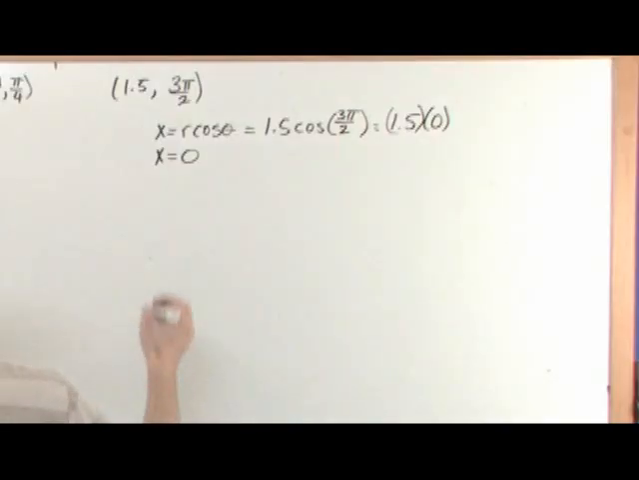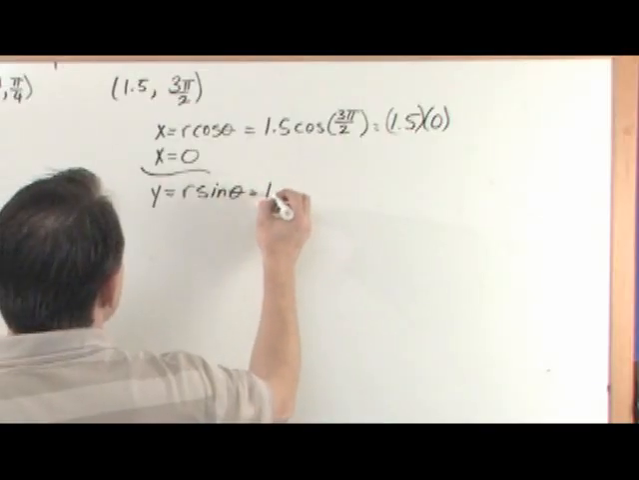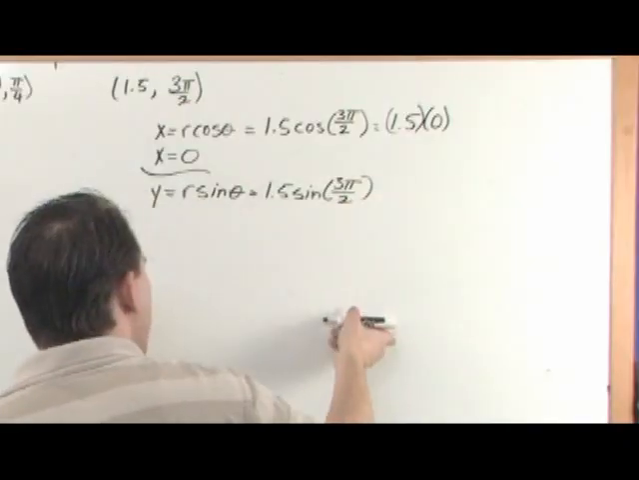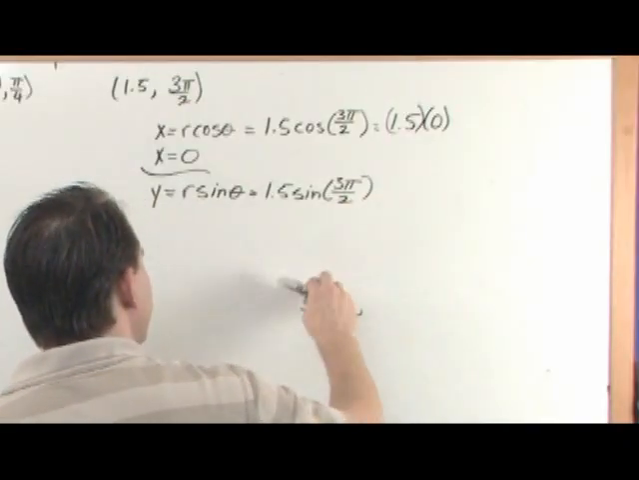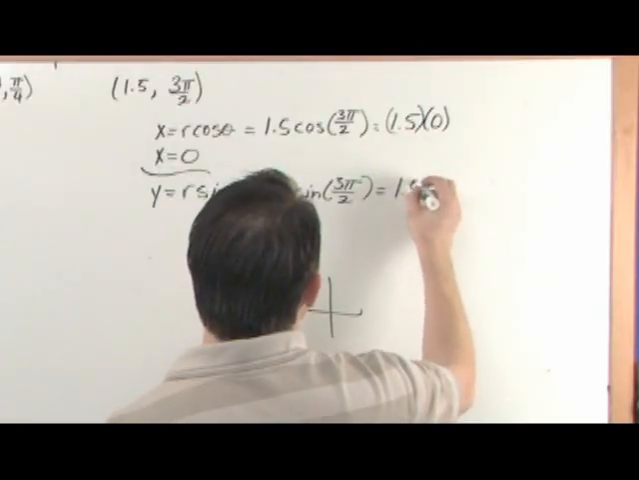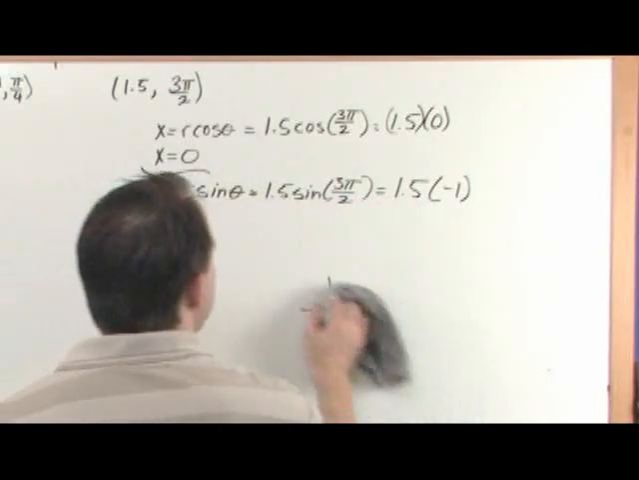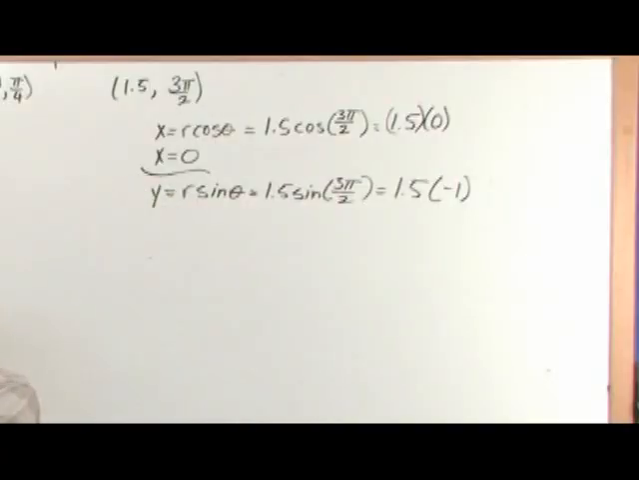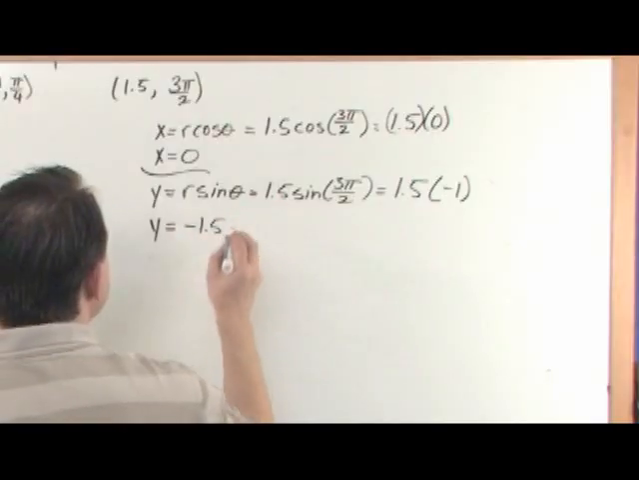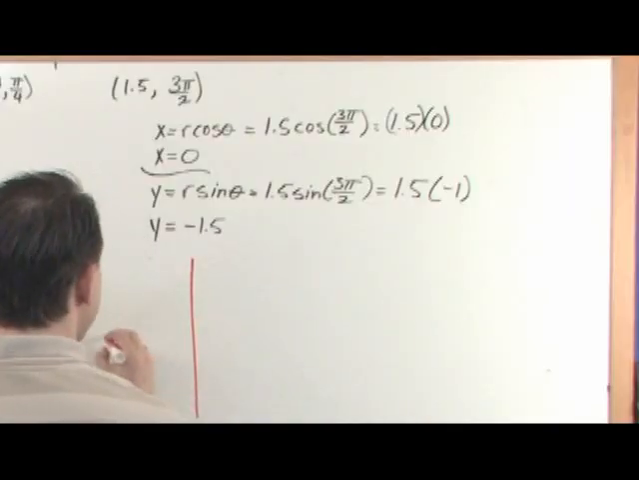Now what would y equal? Y equals r times the sine of theta. So it's 1.5 times the sine of 3 pi over 2. And we just saw that if this is your axis, this is pi over 2, 2 pi over 2, 3 pi over 2. So it's down here. So this is going to be 1.5 times negative 1, because the sine of 3 pi over 2 is negative 1. And that would simply mean that y is going to equal negative 1.5.